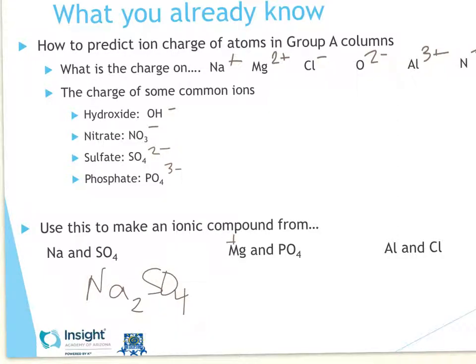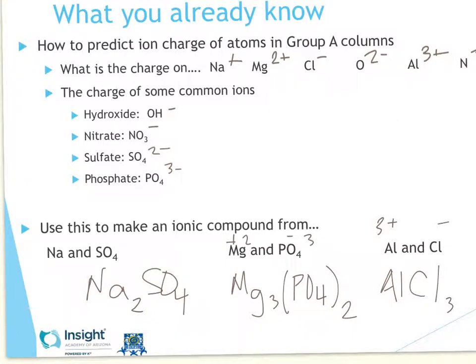So magnesium is +2, phosphate's -3. Whenever you run that 2-3 combination, the smallest common multiple is going to be 6. So it's going to be Mg3 to make +6. And then the polyatomic ions have to be put in parentheses if you're going to duplicate them. So it's (PO4)2. And then aluminum is 3+, chlorine is -1. So you'll need 1 aluminum and 3 chlorines to cancel out that extra positive. Okay, so this is the stuff you should already know coming into this.